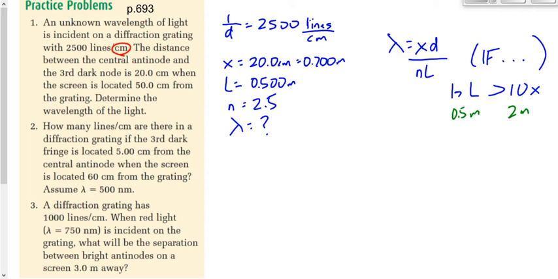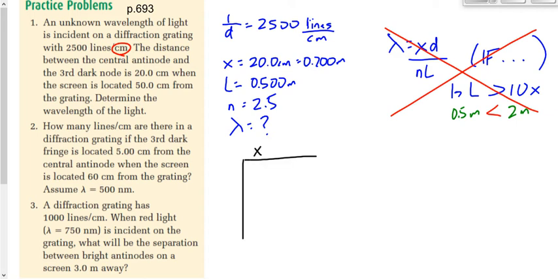No, it isn't. So for the first time, we've used our little rule of thumb to determine if we're allowed to use this equation. And we found that we're not allowed to use that equation because L is not greater than 10 times X. L is less than 10 times X and quite a bit less than 10 times X. So we're not allowed to use that equation. We got to use the other equation, but my problem is I don't know what theta is, and I need theta. So let's find it.